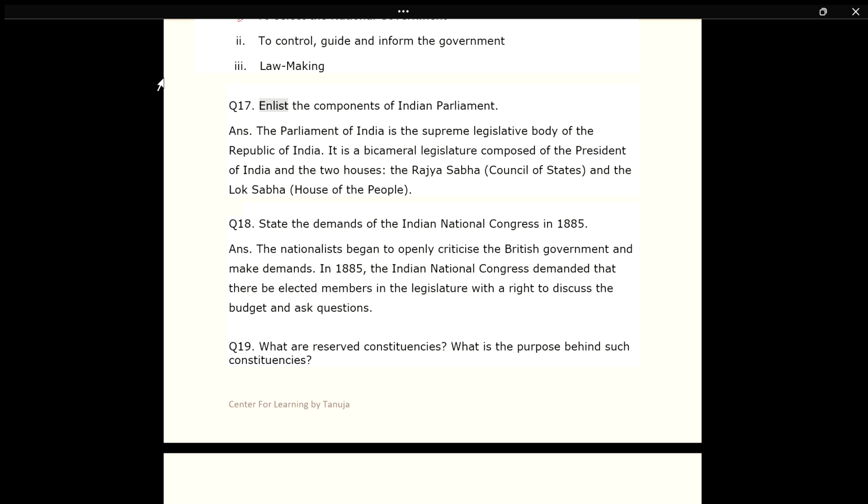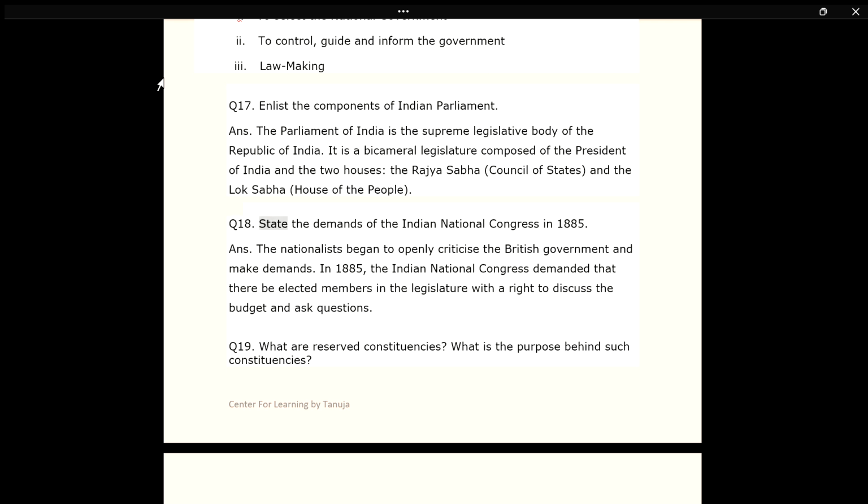Q17. Enlist the components of Indian Parliament. Ans. The Parliament of India is the supreme legislative body of the Republic of India. It is a bicameral legislature composed of the President of India and the two houses, the Rajya Sabha, Council of States, and the Lok Sabha, House of the People.